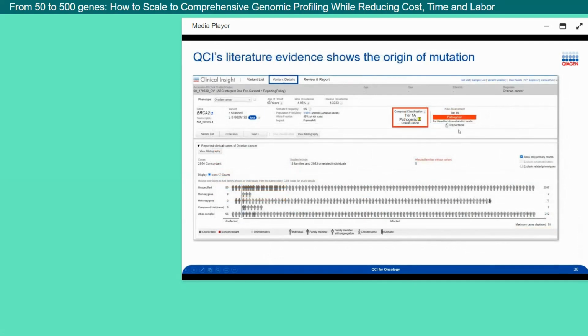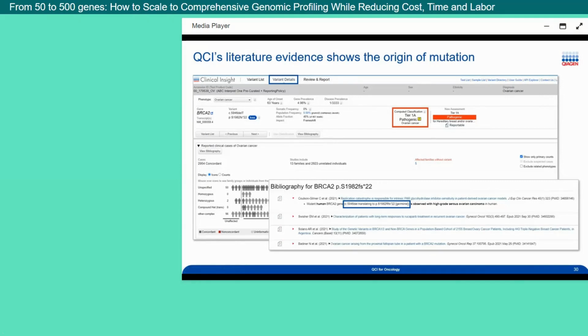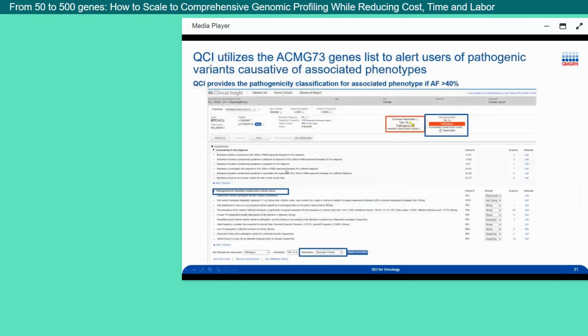One can further manually inspect the literature and ACMG criteria. QCI provides, in the reported clinical cases for ovarian cancer, a visual clue if the variant has been detected in other affected unrelated individuals. One can open the bibliography, where the NLG statement of an article states if the variant is of germline or somatic origin, and if it's primarily observed with the tumor type of interest.